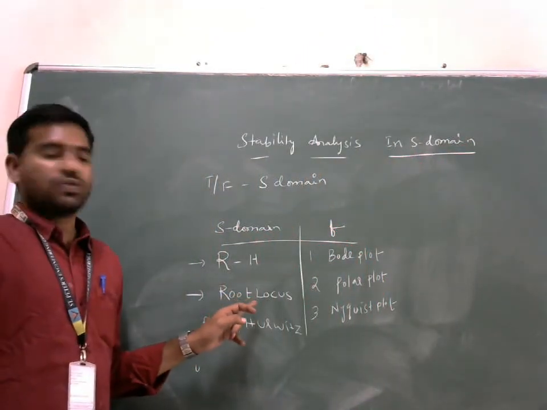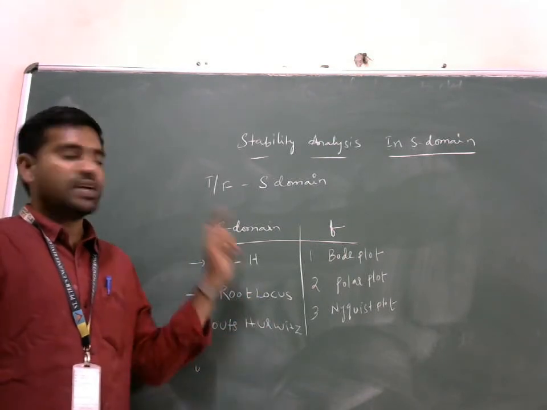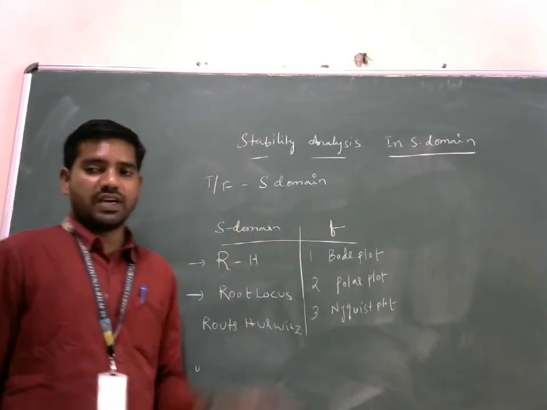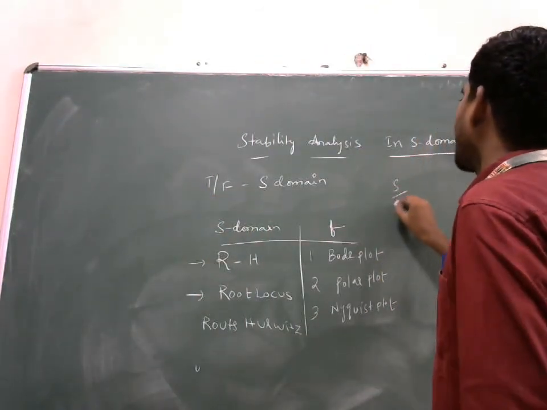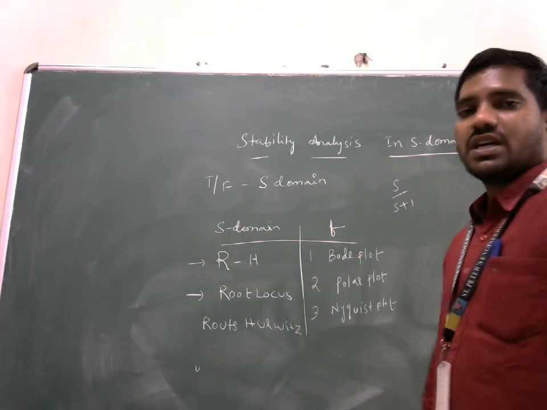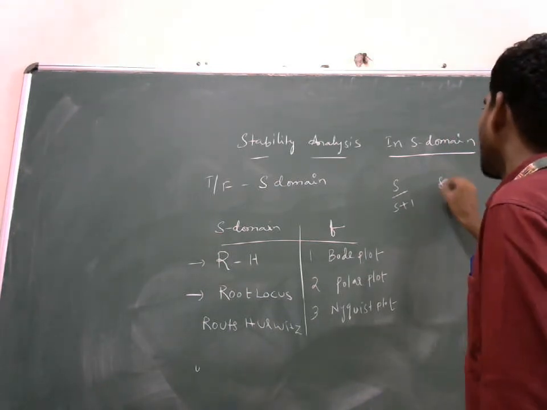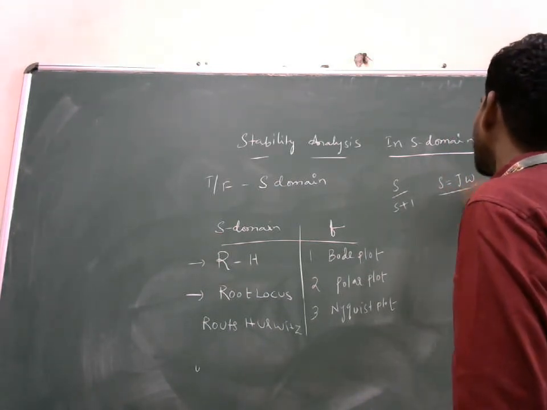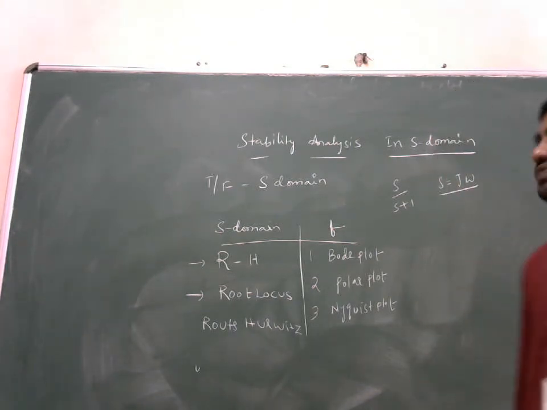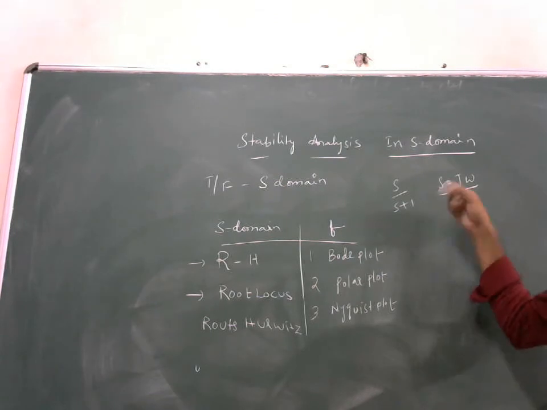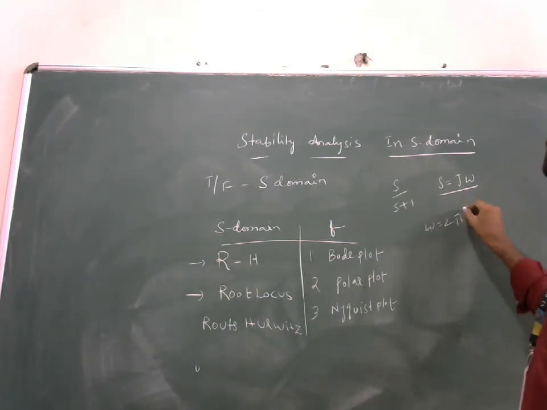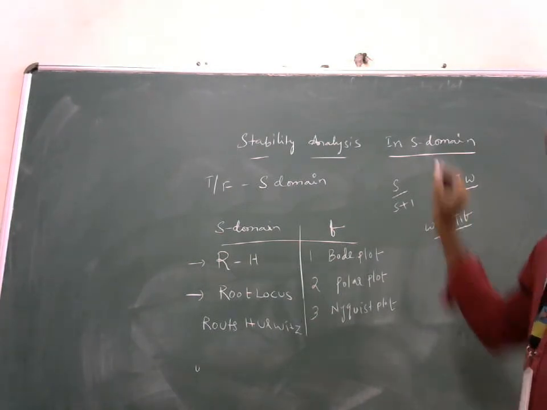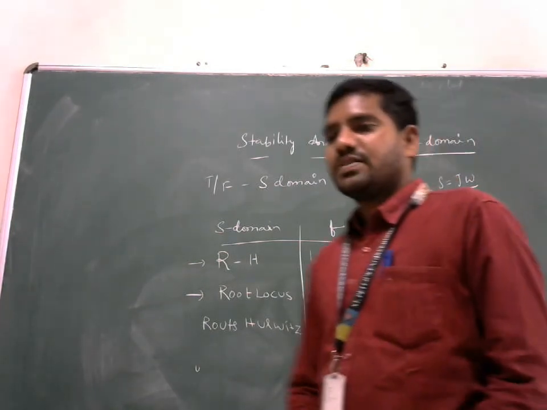How are we going to find the stability of the system by using the root locus? Again, we have the frequency domain. Take a transfer function like S into S plus 1. In the place of S, we place S equal to j omega, where omega is equal to 2 pi f. So it becomes a frequency domain.